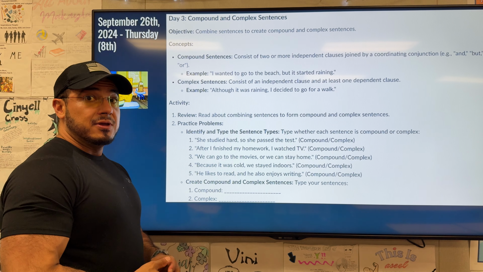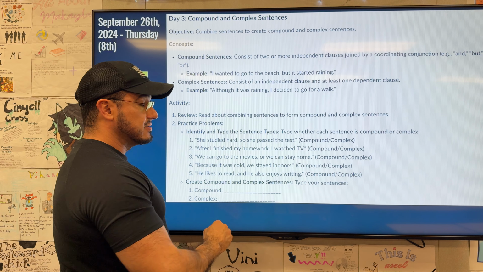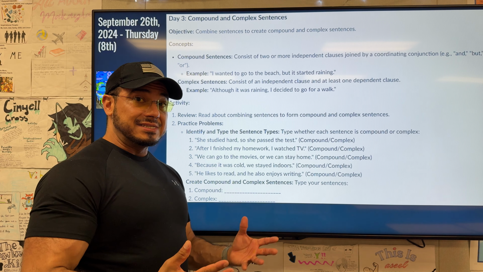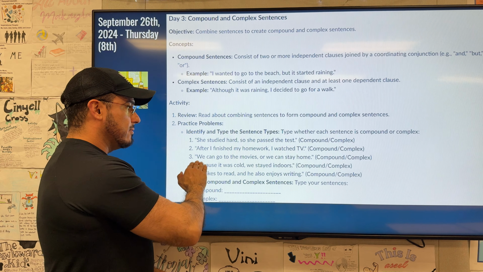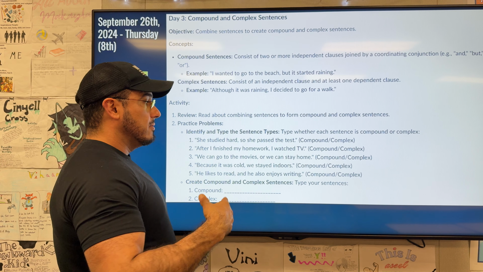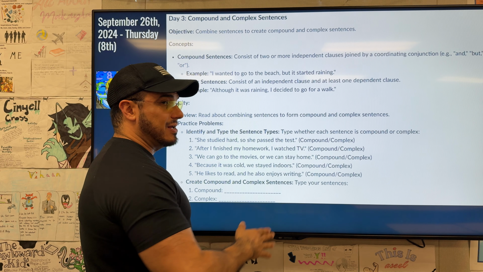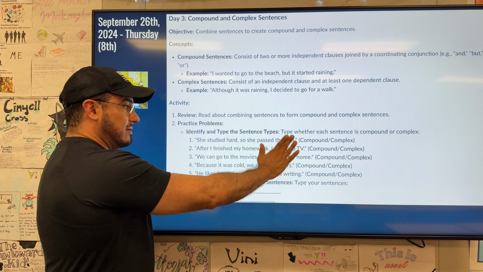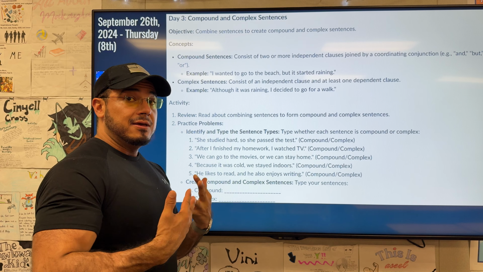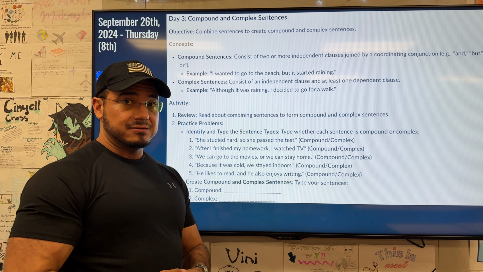Moving on to sentence number 3. We have, we can go to the movies, or, coordinating conjunction, we can stay home. Let's examine the 2 clauses I see, which are, we can go to the movies, subject, verb, and object, or, we can stay home, subject, verb, object. Okay, independent joined using or, which is again our coordinating conjunction. Therefore, by definition, we're dealing with a compound sentence.